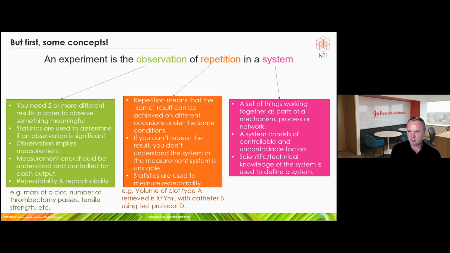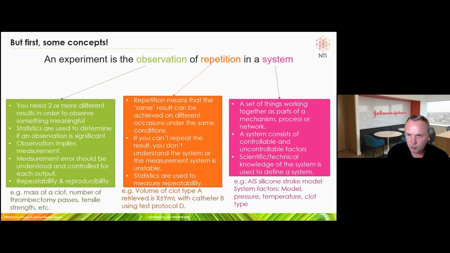And that consists of both controllable and uncontrollable factors. And you need to understand what all of those are. And really, this is where your knowledge as a scientist or an engineer comes into play to describe the system. It's that technical knowledge that describes it. So for example, you'll have heard me speak a lot about our models in the past. So our stroke model on the bench is an example of a system, and the factors in that might be the model, pressure, temperature, clot type, etc. Okay.